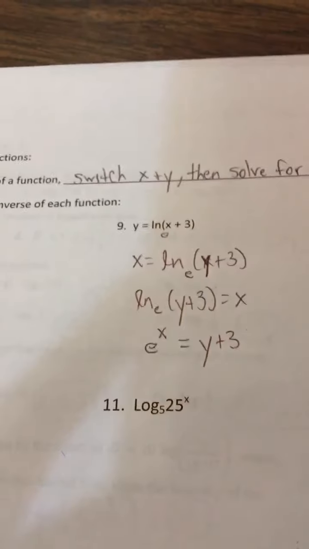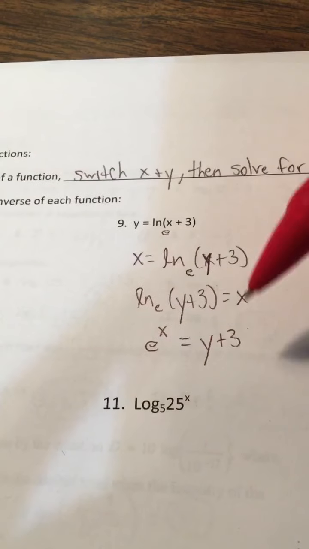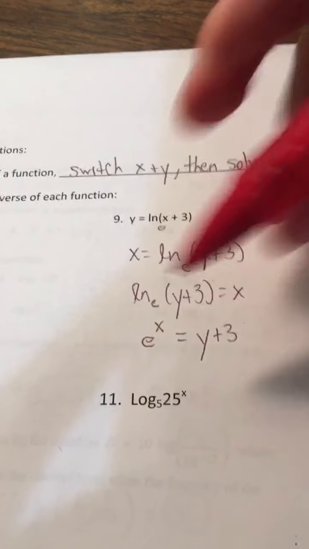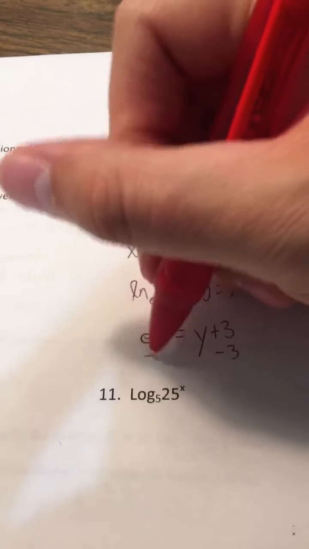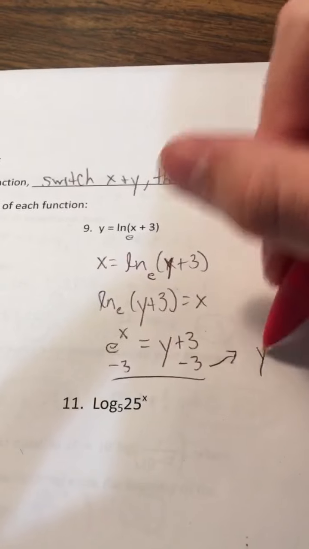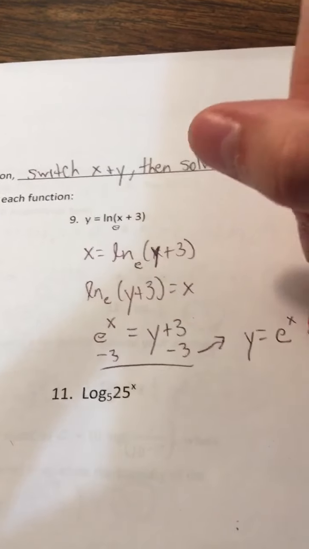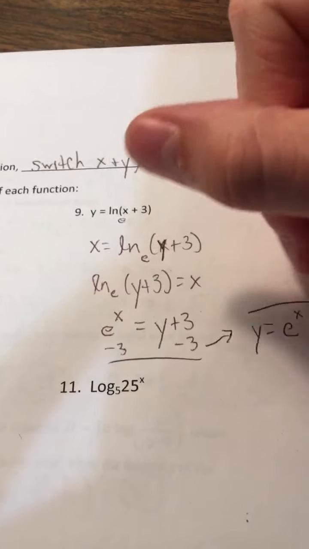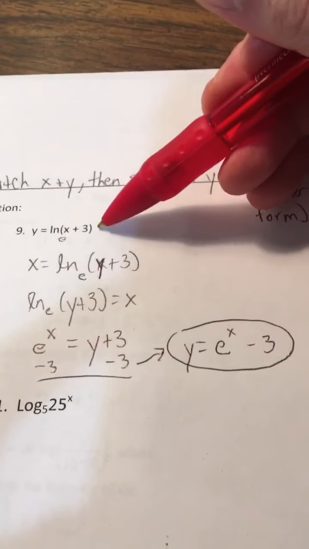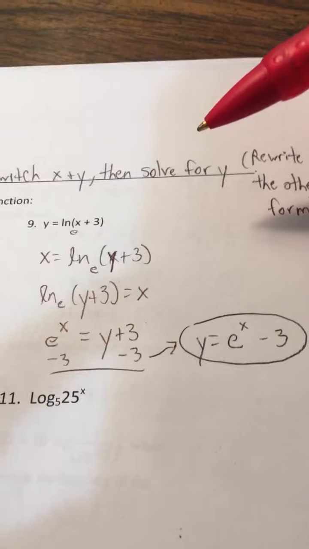I rewrote it without log. Now, I'm not done though, because do I have y by itself? No, I need to get y by itself. I need to get rid of the plus 3, so I'm going to subtract 3. So my final answer, I'll write over here on the side: y equals e to the x, and then put a minus 3 at the end. That is my inverse. That is the inverse of y equals natural log of x plus 3.